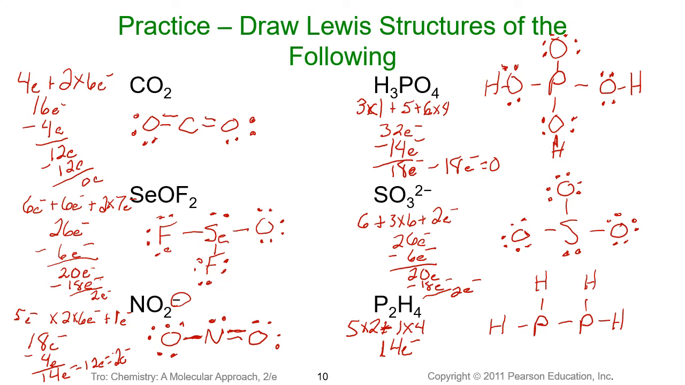So drawing those bonds, we've used 10 electrons. We have 4 electrons left. Our hydrogens, we can't add any additional electrons to them. They only want 2 electrons. So we're going to split those 4 electrons between the 2 phosphorus atoms. That completes the octet for the phosphorus. And so this would be our Lewis structure.